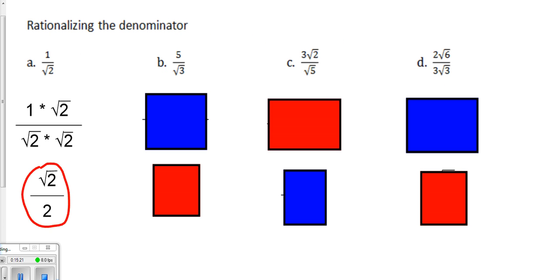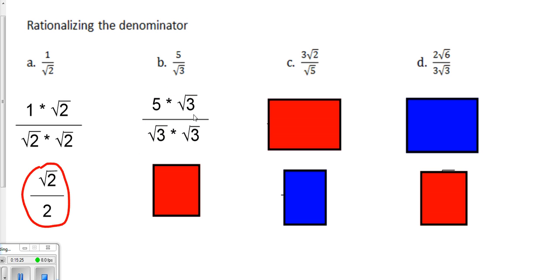Let's look at example B. We have 5 over the square root of 3. So again, we're multiplying the square root of 3 on top and bottom. Square root of 3 times the square root of 3 becomes 3 on the bottom. So we have 5 square roots of 3 over 3. And that would be our simplified answer with a rationalized denominator. Notice in the bottom, this denominator, there's no longer any square roots. It's just whole numbers, which is what we were looking for.